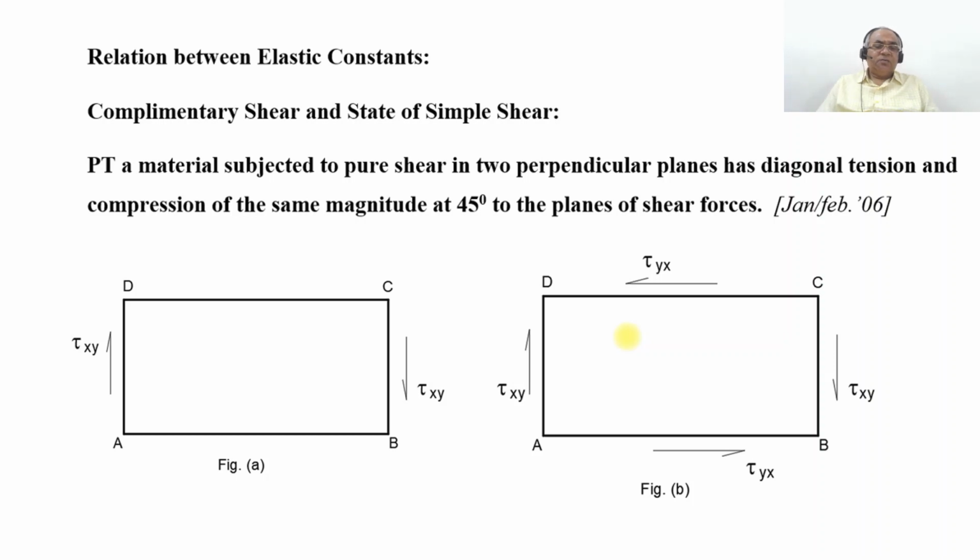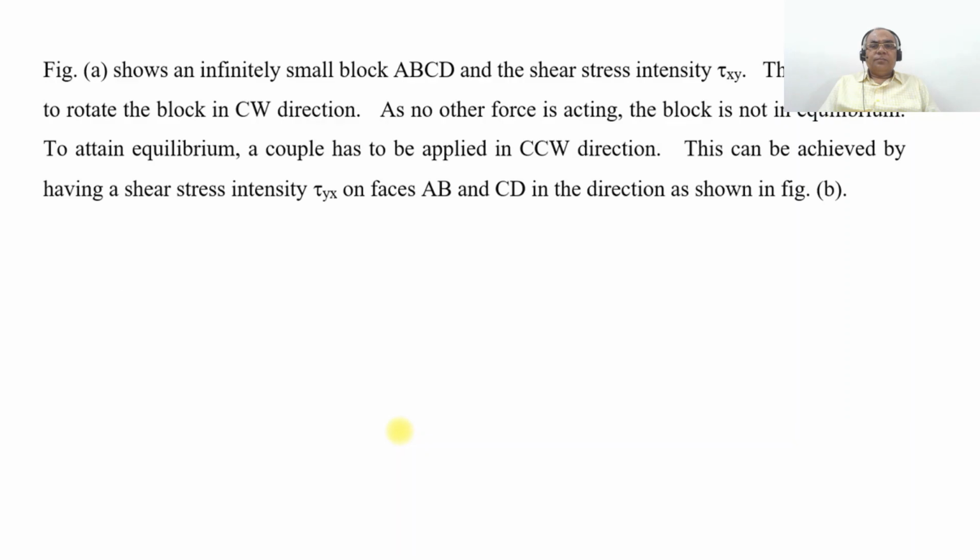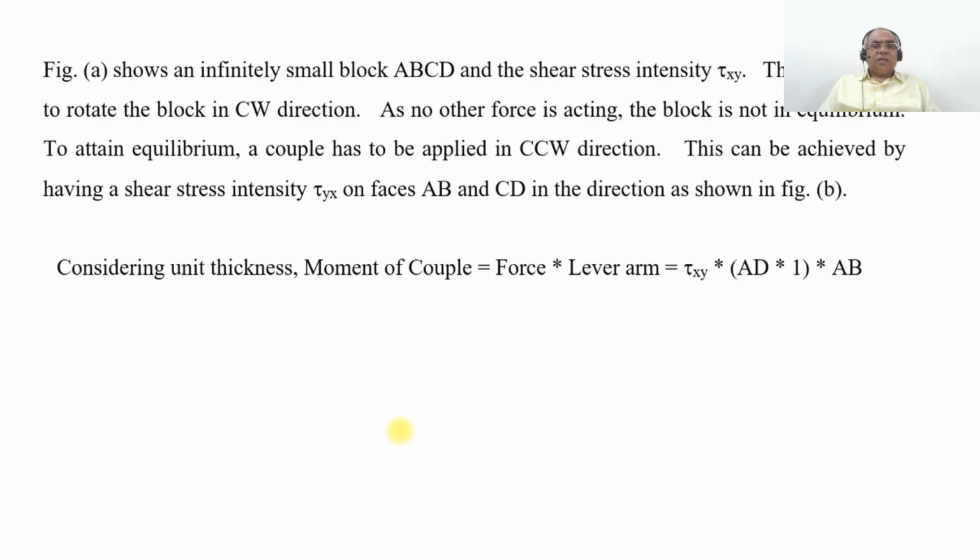So that is this distance, which is AB, which will be tau xy into AD into 1 into this distance AB, which is the perpendicular distance. So that will be the moment of couple considering the unit thickness.